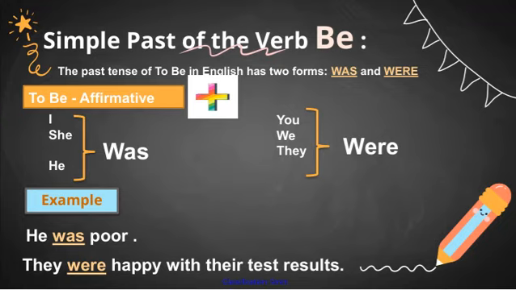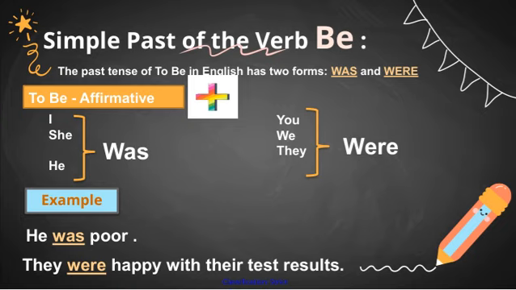All right, let's take a closer look at the examples on this slide. We see the words were and was. These are the past tense forms of the verb to be. When we're talking about something in the past, we use was with singular subjects like he, she, or it. For example, he was poor, or it was cold yesterday. On the other hand, were is used with plural subjects like they, we, or you. For instance, they were happy with their test results, or we were at the park.